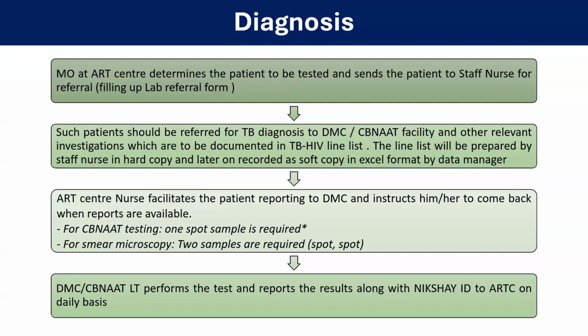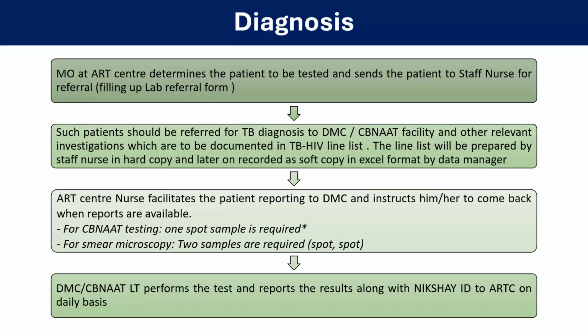If you look at the entire process, once the staff nurse fills up the CBNAAT referral form, when the patient is 4 symptom positive, then the patient will be referred for the CBNAAT. If the CBNAAT investigations are not available, the patient will be referred to the DMC for other relevant investigations. She will also document the patient details in column number 11 of the HIV-TB line list, which is the new format that has been revised and shared with all the ART centers. This documentation has to be done as per the new format, and then the patient will be referred to the concerned DMC or the CBNAAT facility.